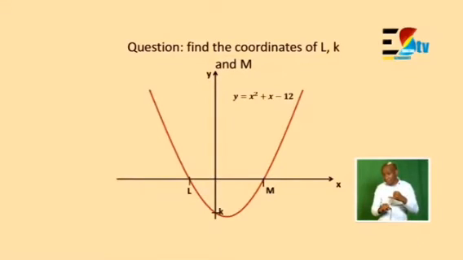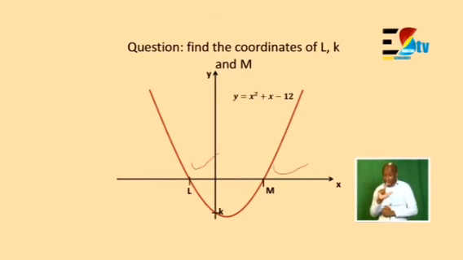So here is another question, learners. It's an exam question. It's asking you to find the coordinates of L, K, and M. Notice we are asked to find the coordinates, not the values. So it is a coordinate. There must be an x coordinate and a y coordinate. So how do we find these coordinates?